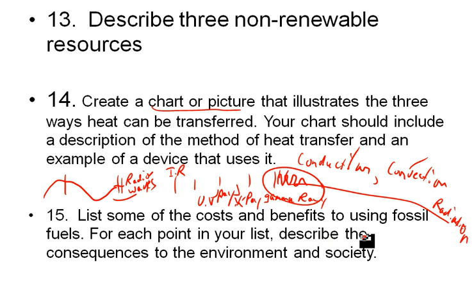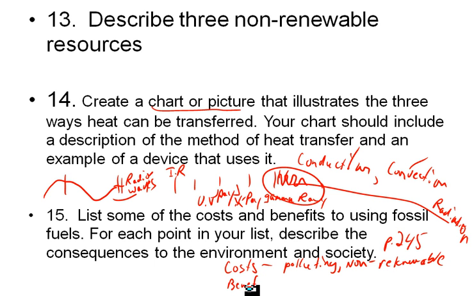List some costs and benefits of using fossil fuels. So there's a great little description of fossil fuels on page 245. Costs. Fossil fuels are polluting and causing global warming. Fossil fuels are non-renewable, which means they're going to run out. Benefits. They're easy to process into heat energy, and they're inexpensive right now.